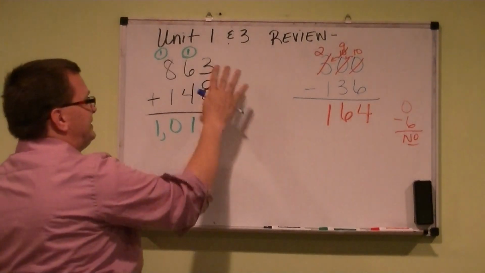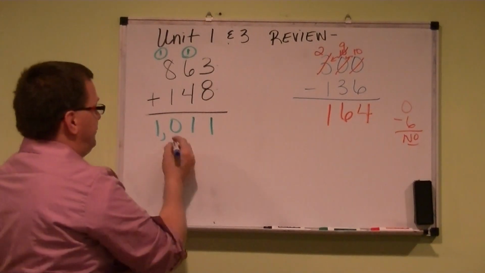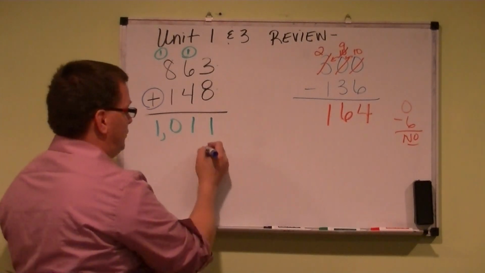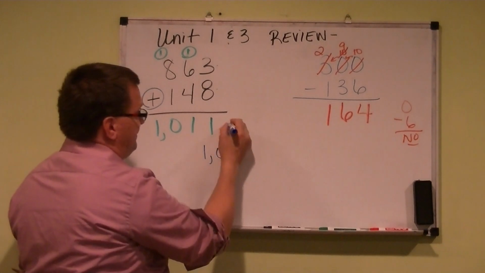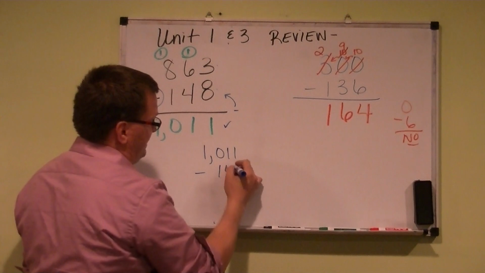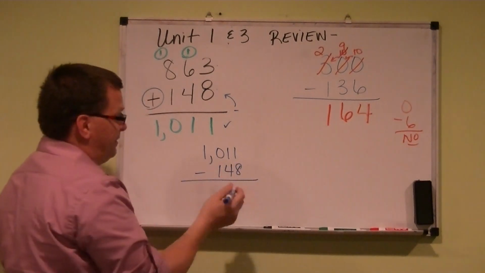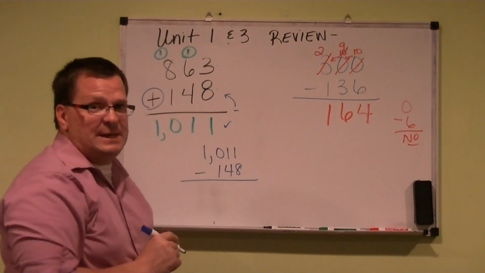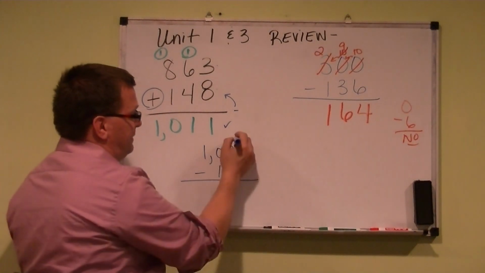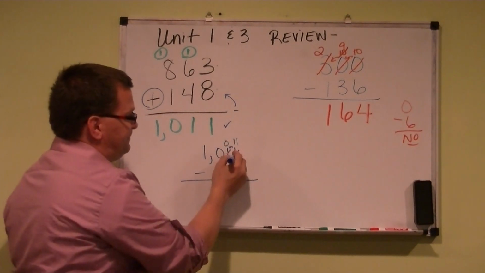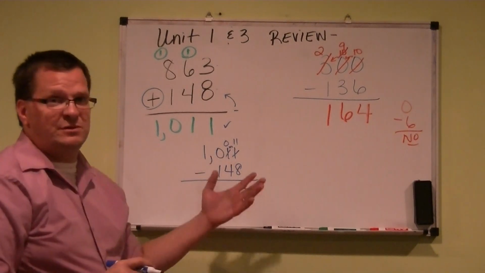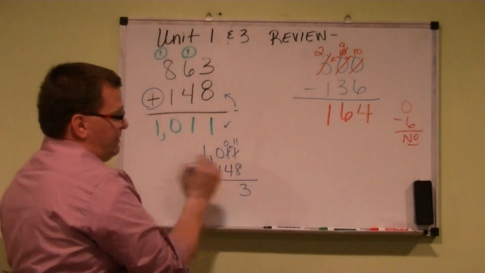But I want to make sure my answer is correct. So to do that, you want to do the opposite of what you just did. So addition will be subtraction. So 1,011, minus the bottom number, minus 148. I guess that would be the middle number. 1 minus 8 can't happen, so we're going to move over to the tens and cross that out, make that a 0. And that will change into 11. 11 minus 8 will be 3.